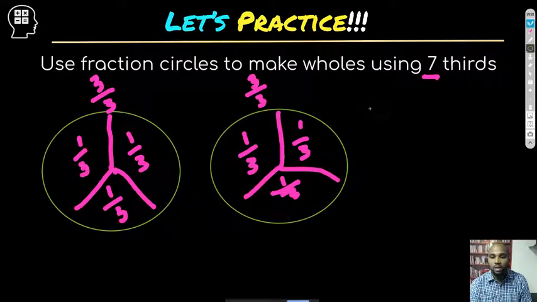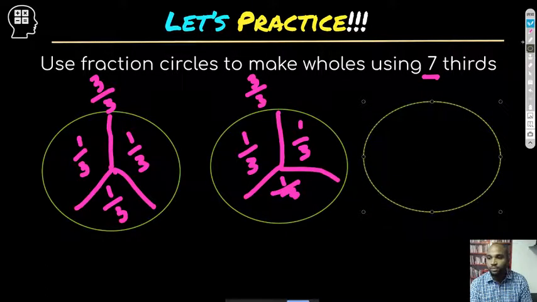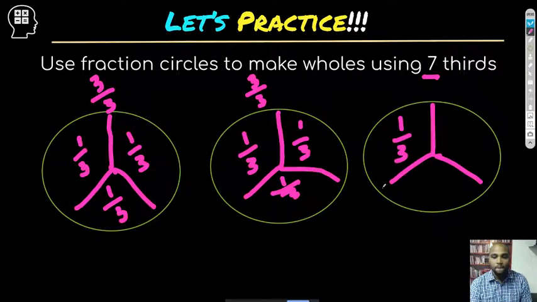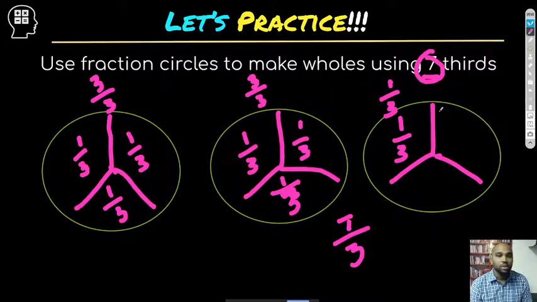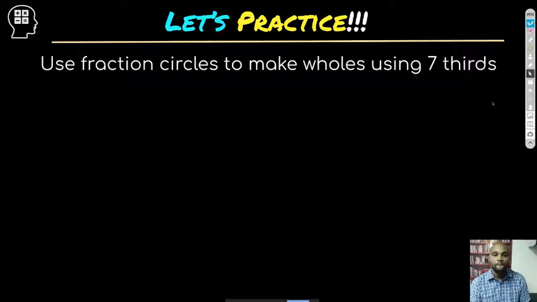So we need another circle broken into thirds. We break this one into thirds, and we only need this one. So this gives us 1/3 here. Now we have our 7/3, because we have 1, 2, 3, 4, 5, 6, 7. That's 7/3 represented with those circles.